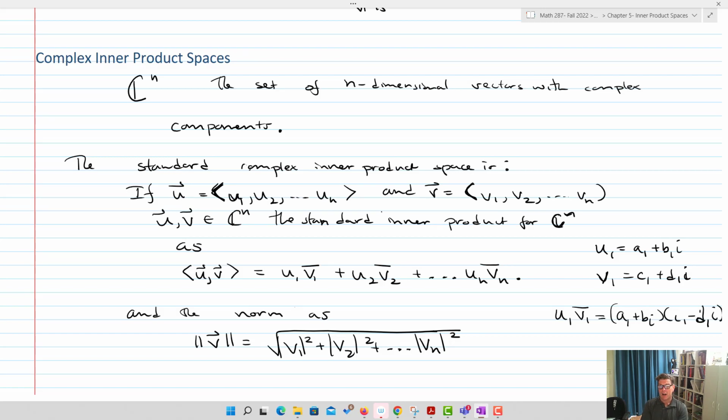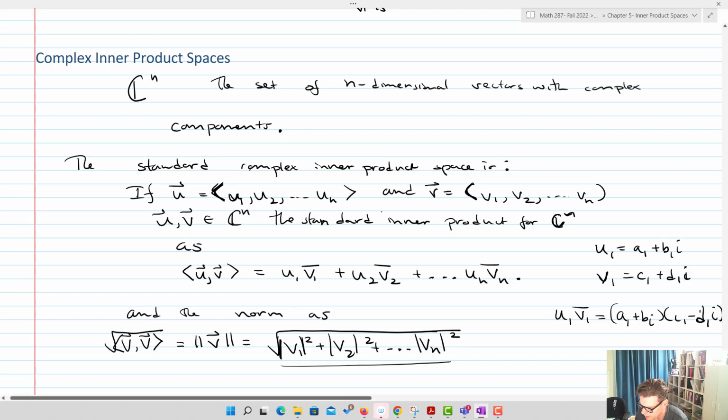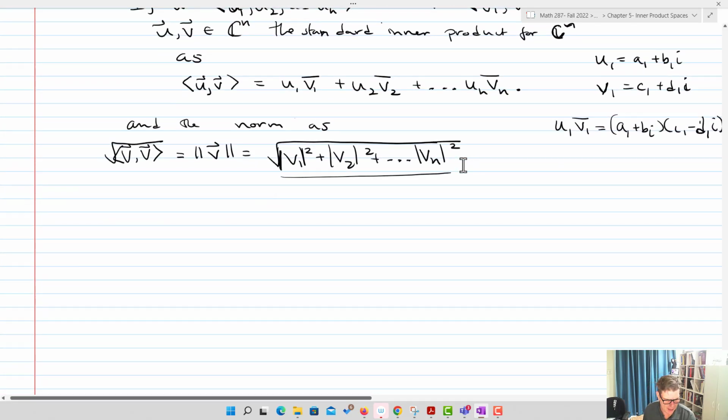The reason we have to do this is to get the norm to be greater than or equal to 0. Remember that if you multiply two complex numbers together, you could end up with a negative number, right? The square of a complex number can be a negative number. So instead, with this definition, the norm ends up being the square root of v dotted with v, which is v dotted with its conjugate. And we end up with a real numbered value: the square root of v1 squared plus v2 squared plus all the way to vn squared.